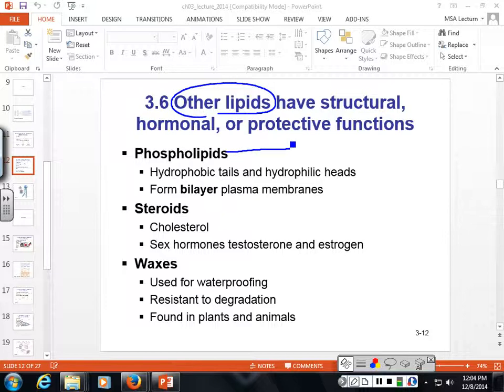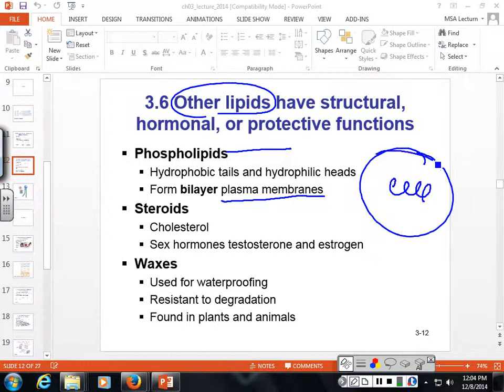So phospholipids, I'm going to show you a picture in just a second. This makes up our cell membranes or plasma membranes. So if I have a cell, it has this outside layer, and this is called the plasma membrane. And this decides what can get in and what can get out. So it's very important to the cell. It's like the fence around the cell. And it's made up of fats.